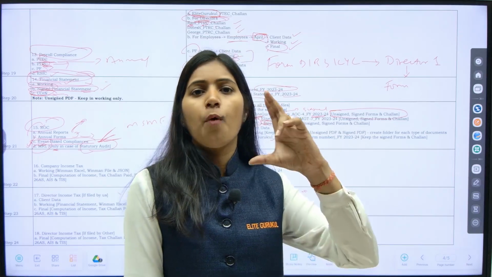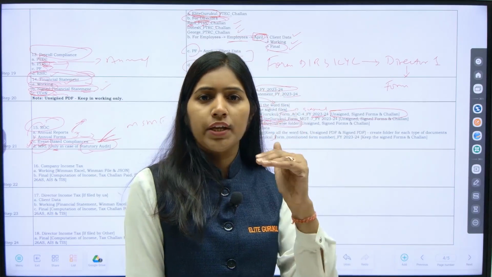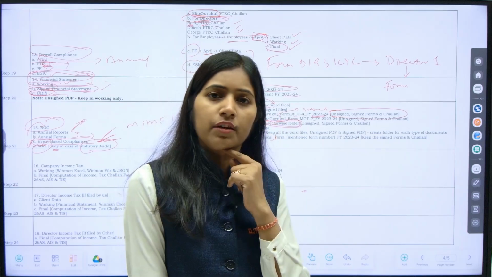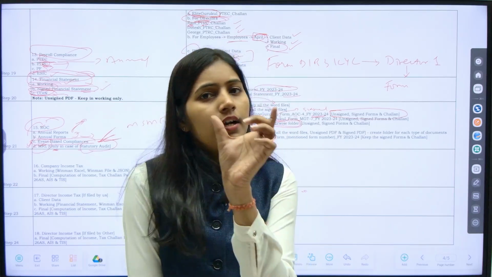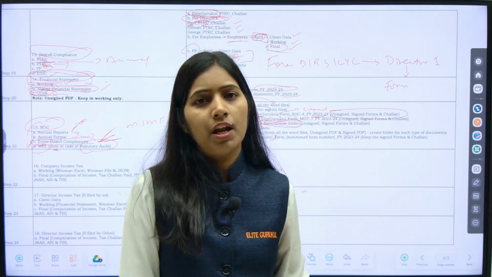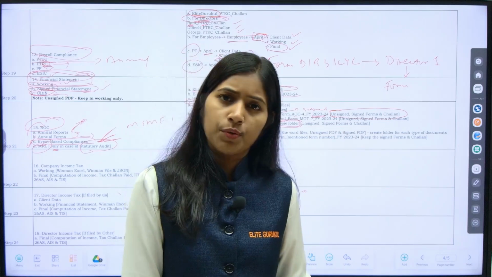If you keep all the challans at once, like 1, 2, 3 in one folder, then for each director you have to open it and check, for this director we have filed it. So better create a folder for each director, keep the challan only. If the form is available, keep the form also in it.